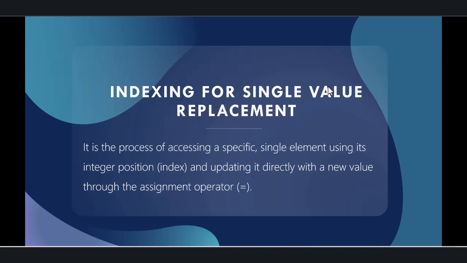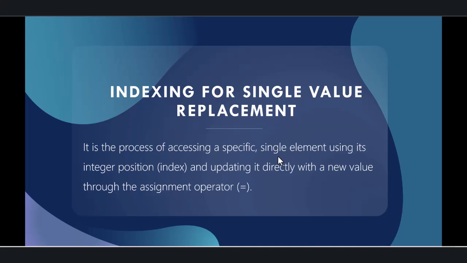In this method, I'll explain how to replace a single value using indexing. It is the process of accessing a specific single element using its integer position, that is index, and updating it directly with the new value through the assignment operator, that is equals to. Here we'll see replacing only a single value by using its index. To access any specific value, we will use the index or integer position of that value and update it directly with the new value using the assignment operator.